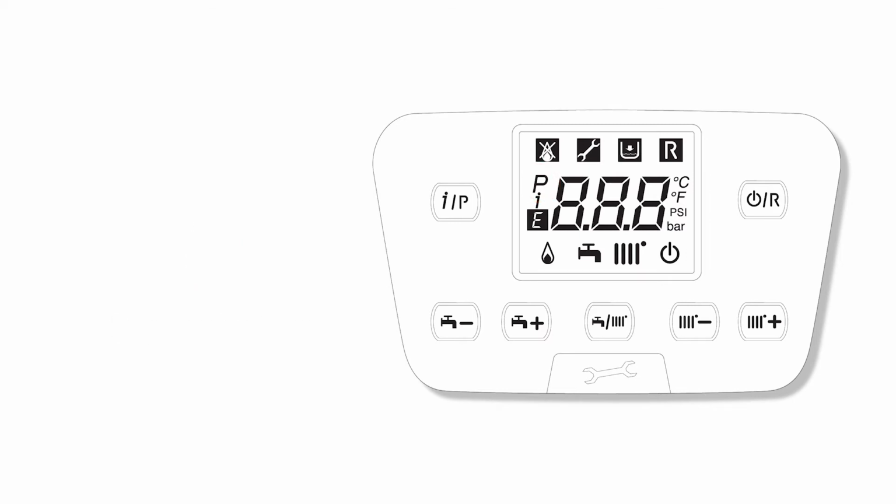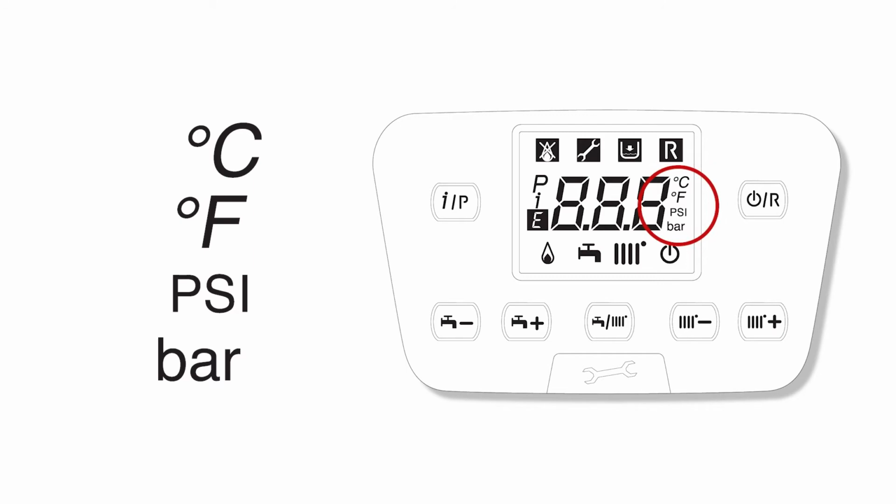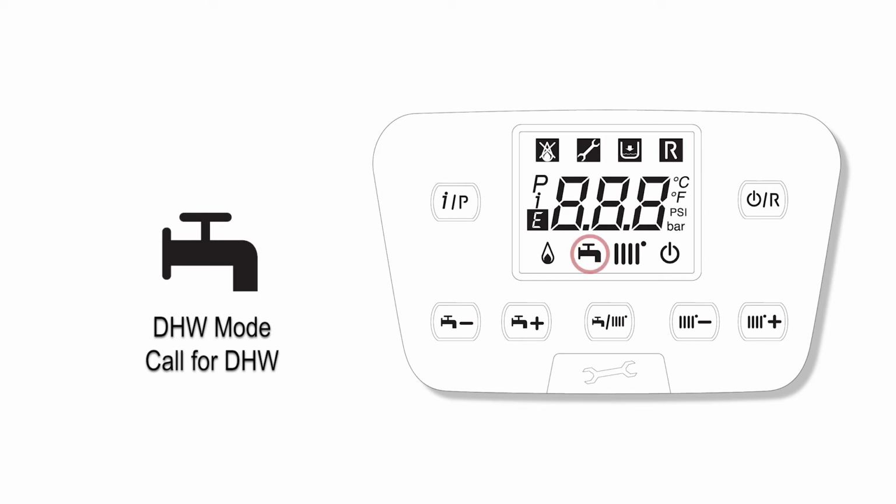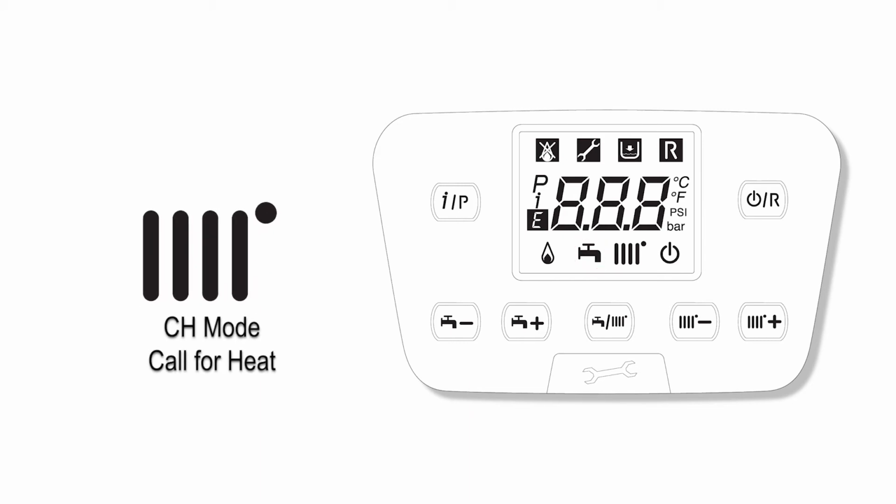The right side of the screen will display Fahrenheit and PSI, the default units out of the box, or Celsius in bars. If the flame icon is on, the burner is lit. If the faucet icon is flashing, there is a call for domestic hot water. And if the radiator icon is flashing, there is a call for central heat.